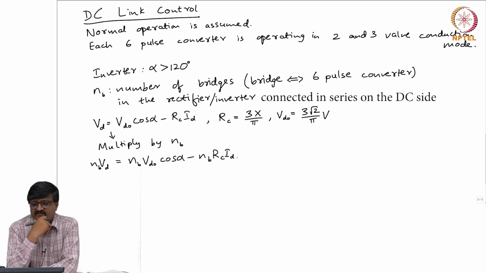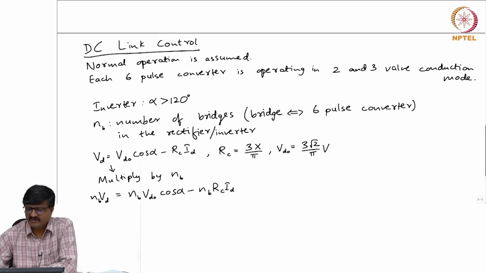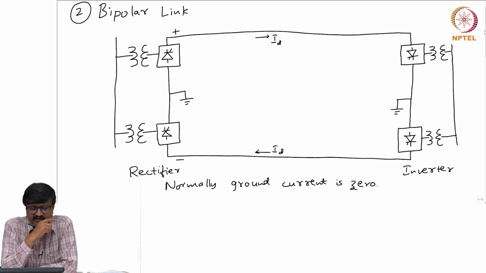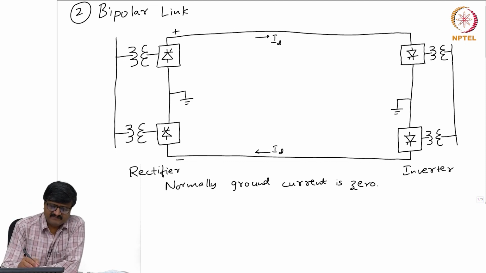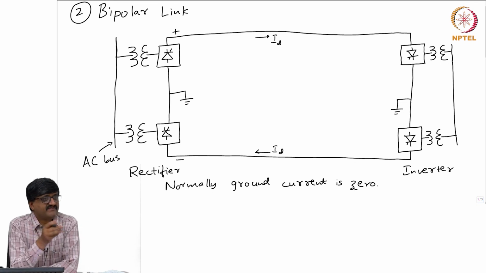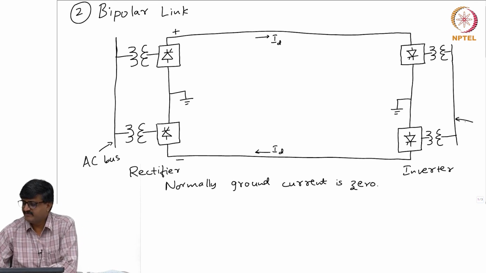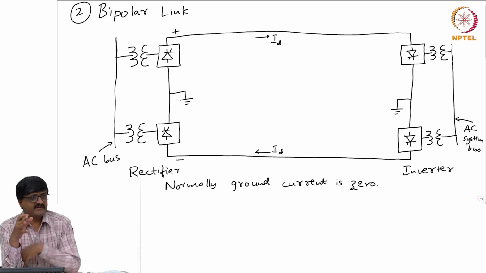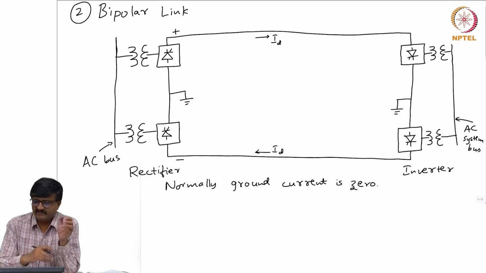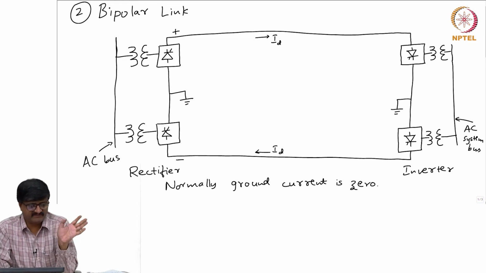Now, if you go back to any of these links, suppose I go back to the most common one, the bipolar link. In the circuit, I have an AC bus on the rectifier side. This is one of the buses of the AC system. There is another AC bus on the other side. One point to note is that this DC link is present in a predominantly AC system. So, the two buses on the extreme left and extreme right are AC system buses.